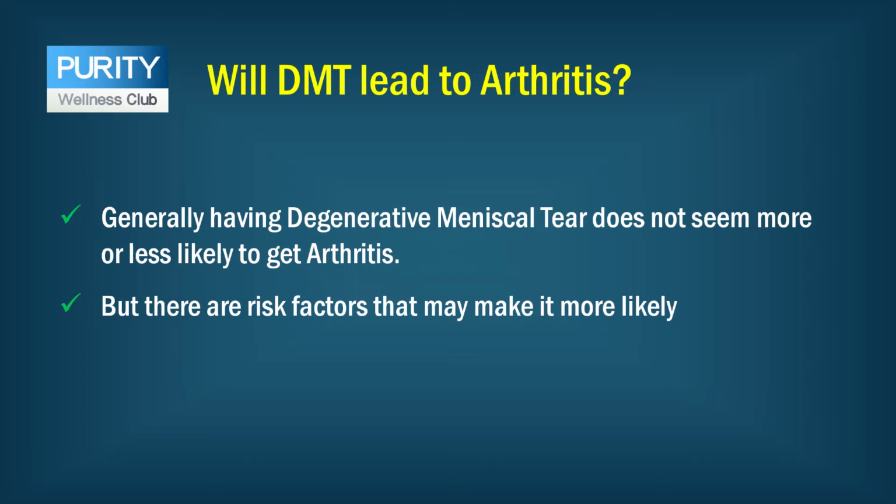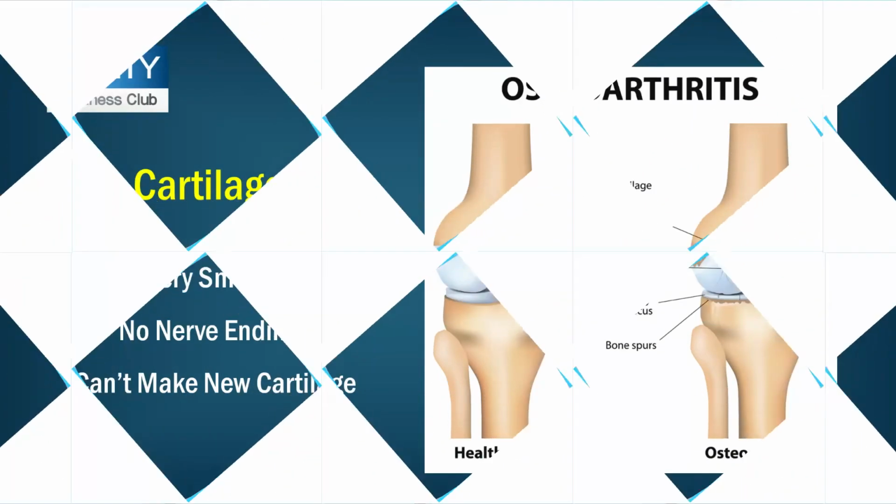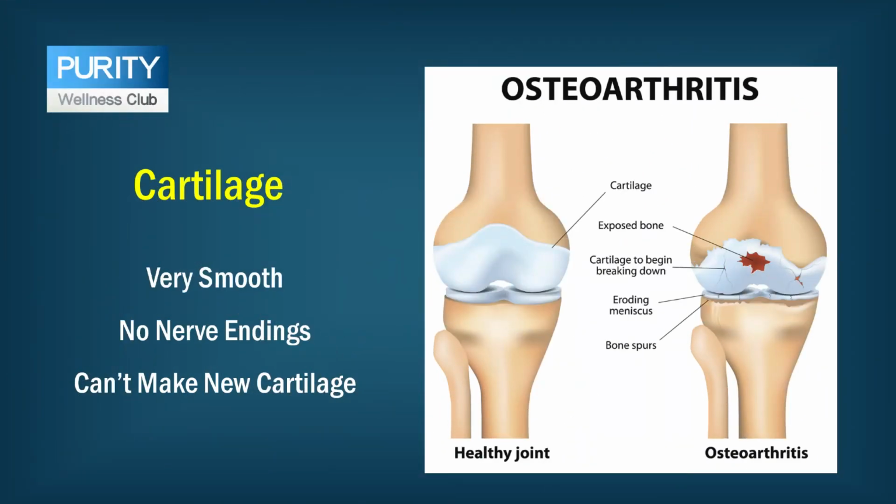These risk factors generally relate to the position or severity of the meniscal degeneration, such as extrusion, complex tears, radial involvement, etc. Let us now talk about the second degenerative knee condition, i.e. knee osteoarthritis. Knee osteoarthritis is a mechanical degeneration of the knee joint's articular cartilage.